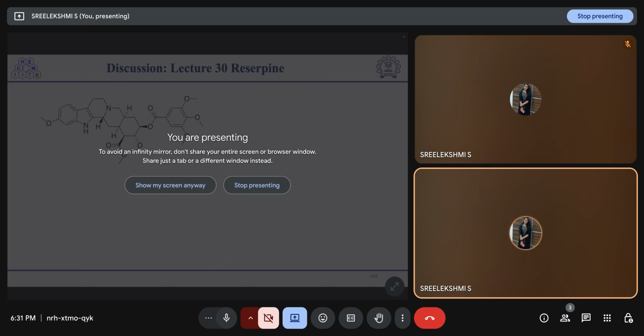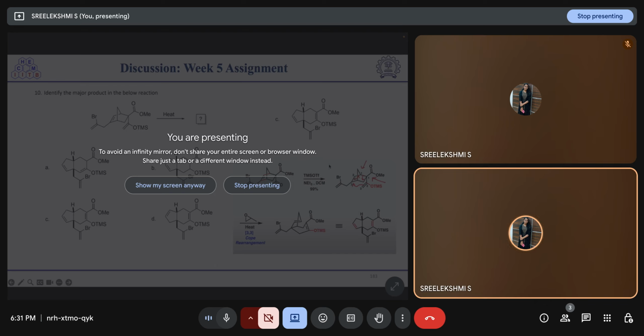Moving to the next question, identify the major product in the below reaction. So this compound upon heating, which will be the major product formed here. So here what is happening? This TMS triflate will form the enol TMS ether over this center. Then a 3,3 Cope-type rearrangement will take place to form this compound, which can be rewritten as this one. That is, option C is the correct answer.